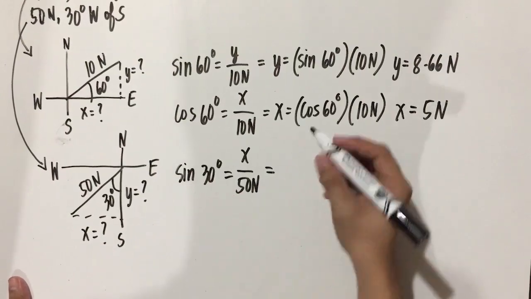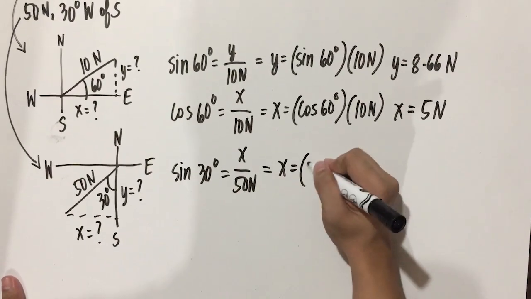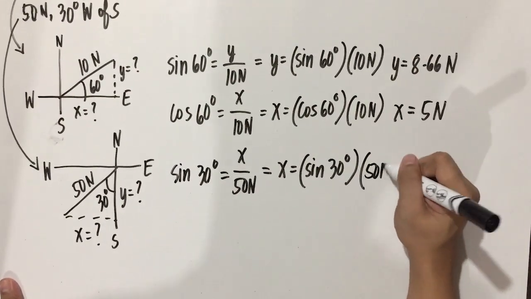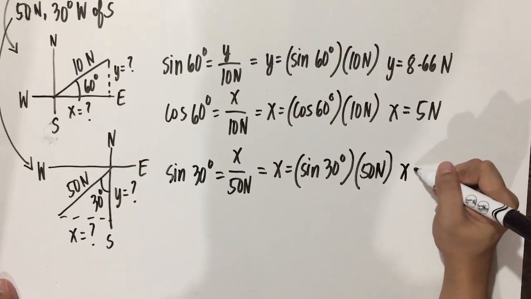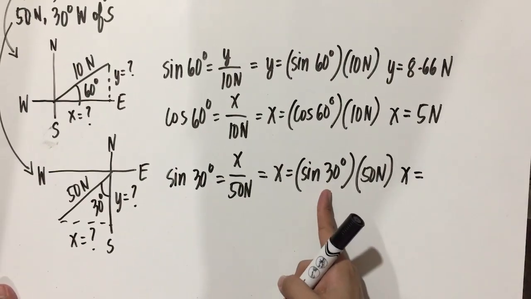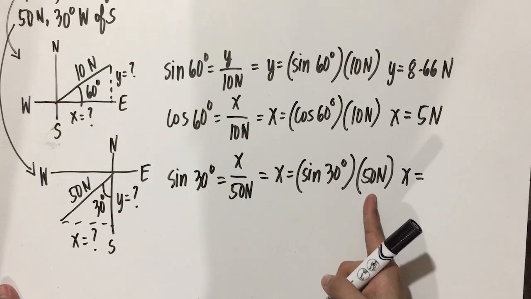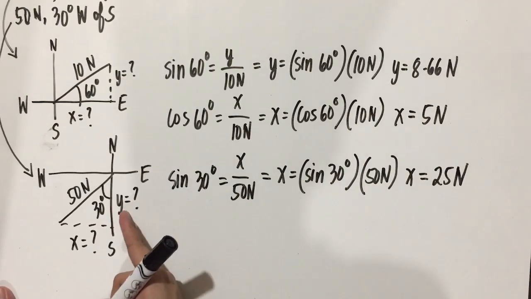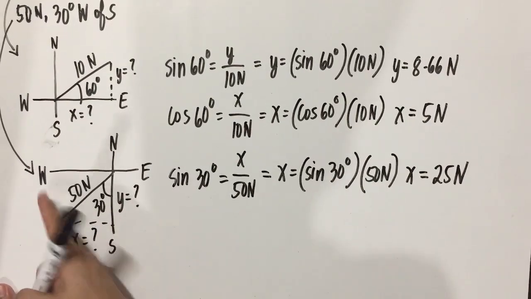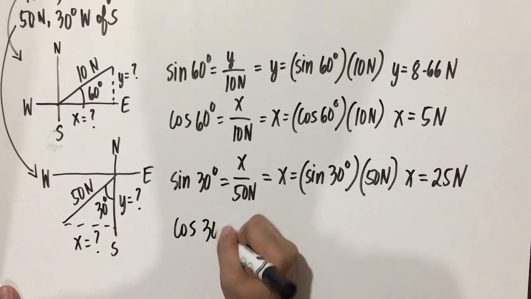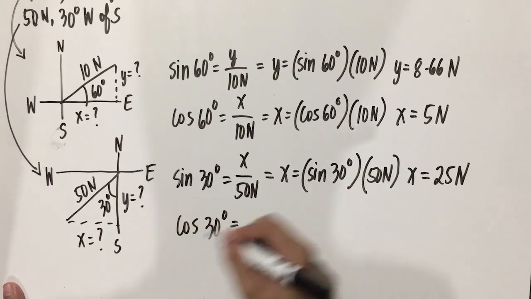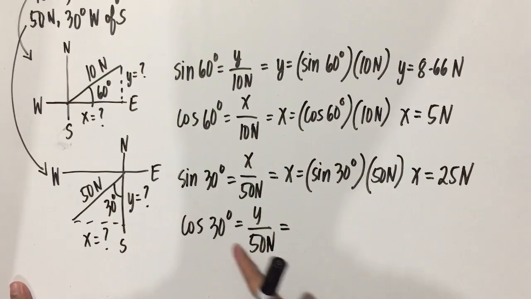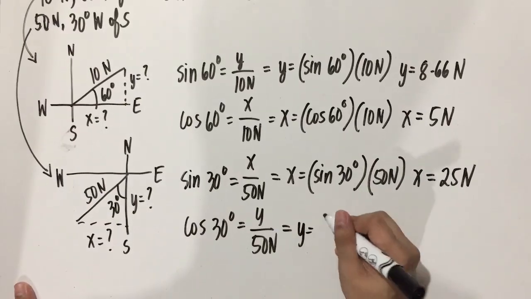So cross multiplication, you know the drill. X is equal to sine 30 degrees multiplied by 50 newtons. Whatever the value of sine 30 is, multiply that by 50. We have 25 newtons. Now let's solve for the value of y. Adjacent over hypotenuse: cos 30 degrees is equal to y over 50 newtons. Now let's do the cross multiplication in order to get the value of y.